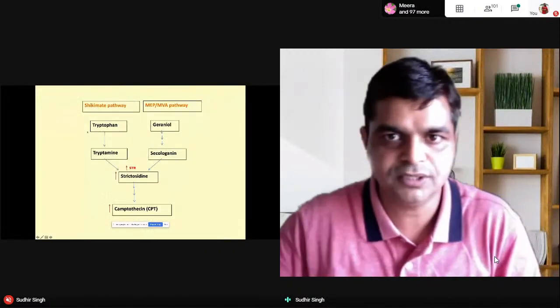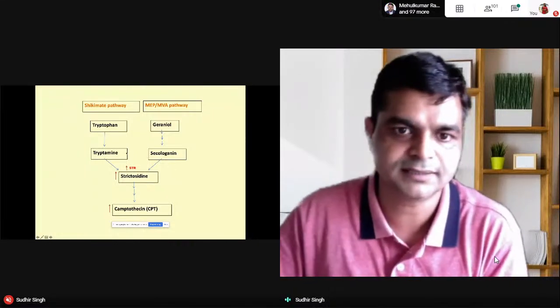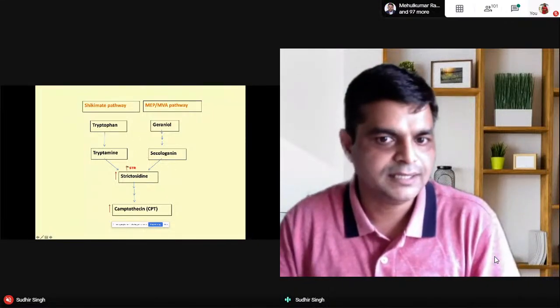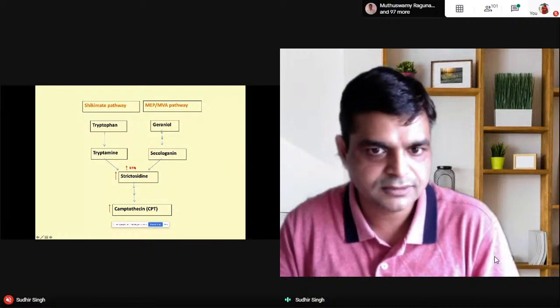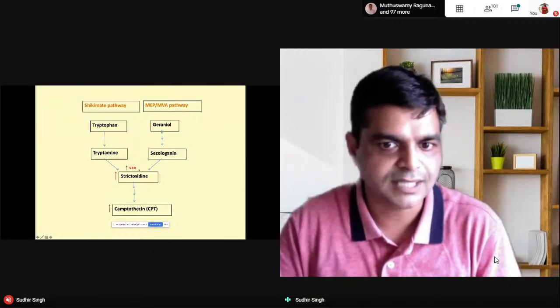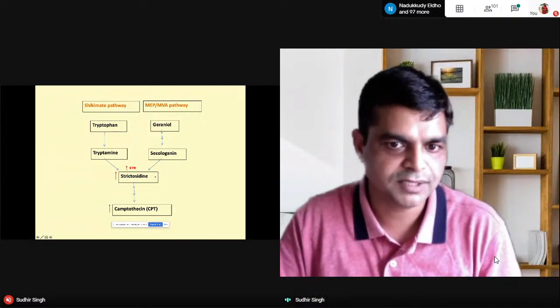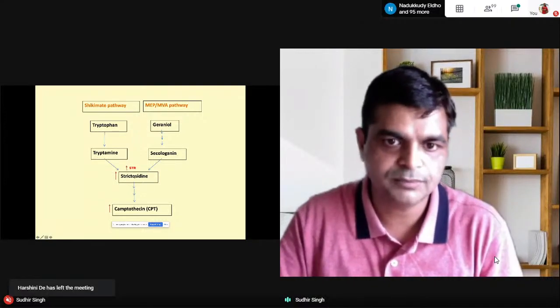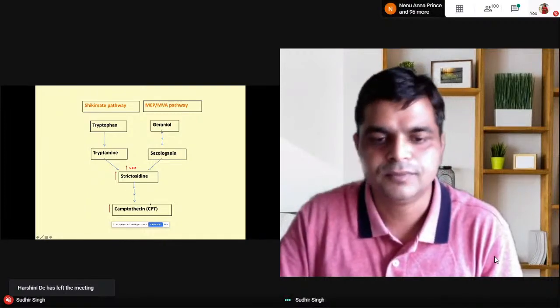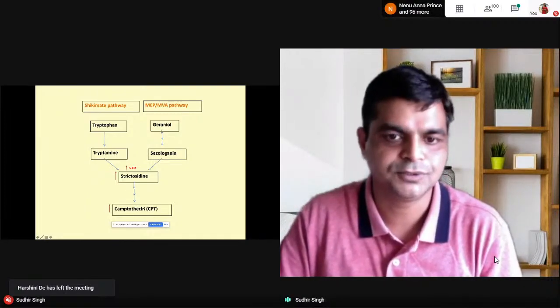So the overall story of the previous slides is that we are increasing the expression of STR. So more and more STR enzyme is formed. So more and more tryptamine and secologanin can be converted to strictosidine. More and more strictosidine leads to more and more biosynthesis of camptothecin.